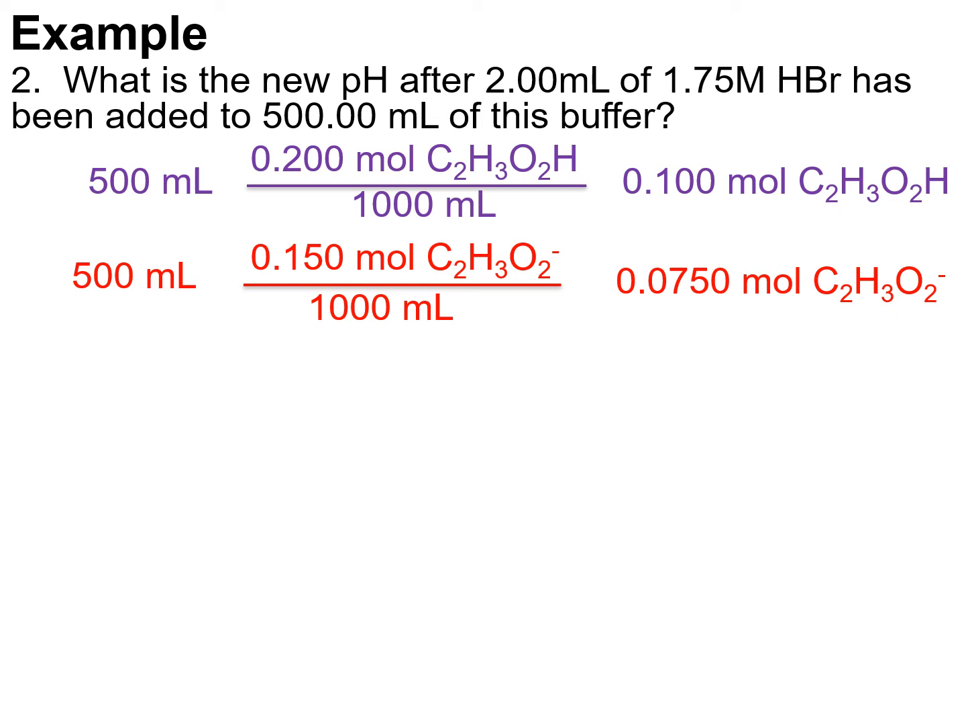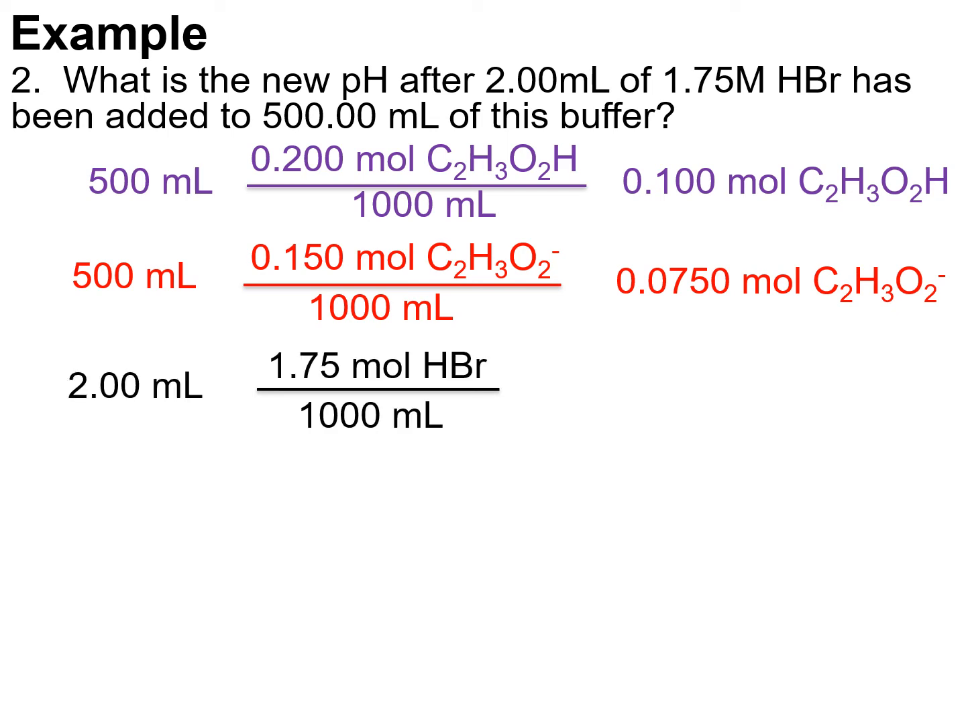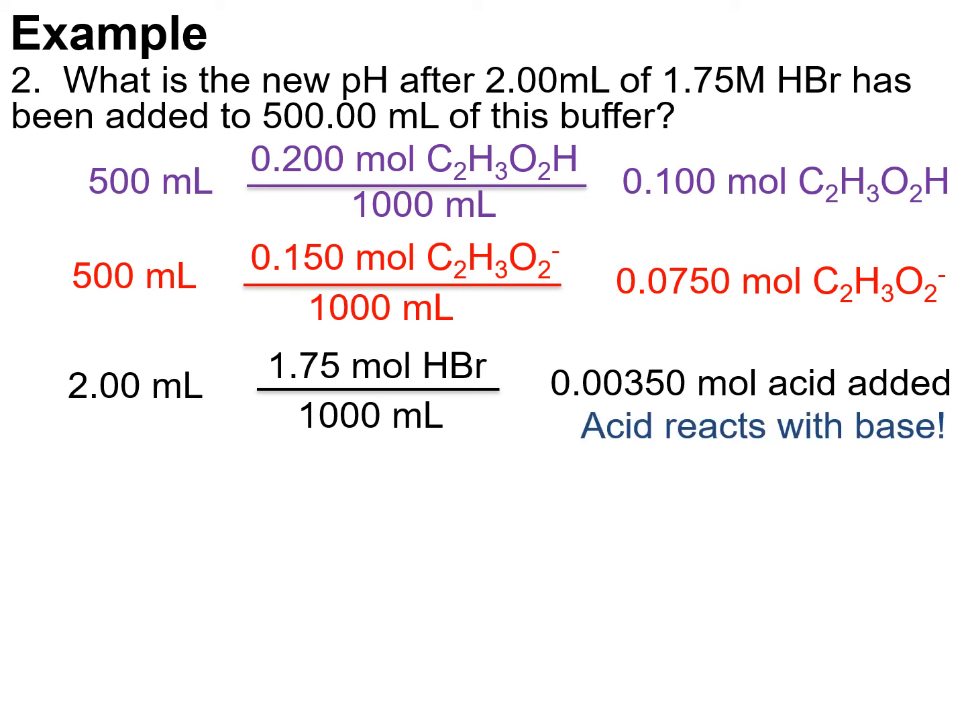If I have moles of my weak acid and its conjugate base, I'm also going to need to know how many moles of HBr I'm adding. So here I'm saying moles of acid added. This is just the moles of the HBr, not my weak acid that was already there. The key to these buffer questions is to remember that once I figure out how many moles of acid I've added, I know that this is going to react with the base.